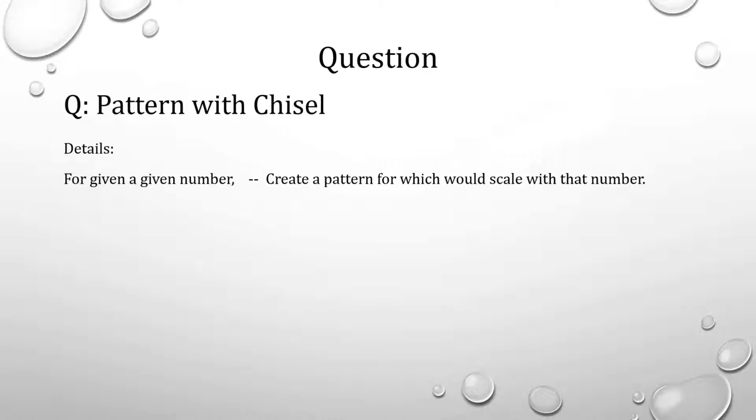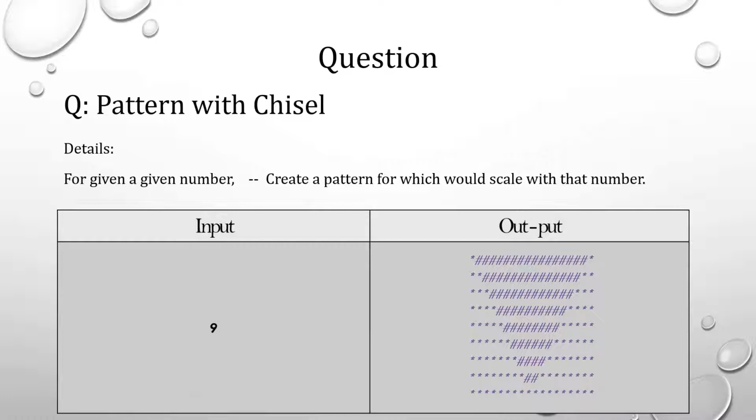For a given number, create a pattern, and the pattern should scale itself depending on the number which you have provided. So let's look at the kind of input and output we are looking for. If the user were to write 9, we need to give an output in the form of a pattern like that. Something like this.